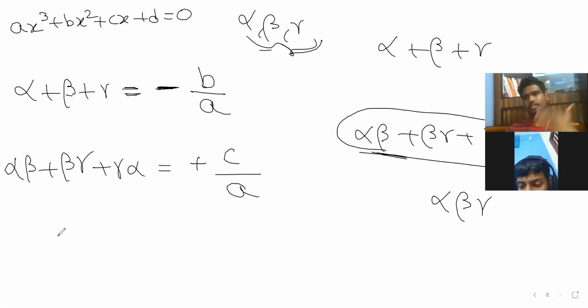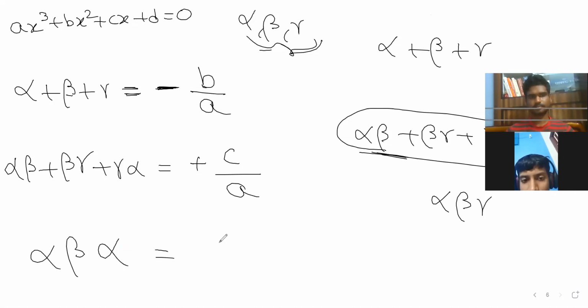Now the third thing is the product of all the roots, alpha, beta, gamma. Here, as I told, it is alternating signs, minus, plus. So again, what sign should come?